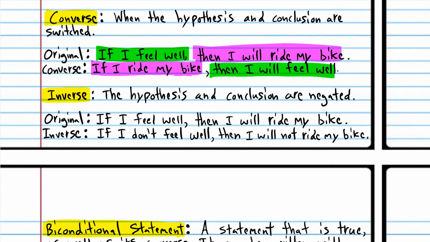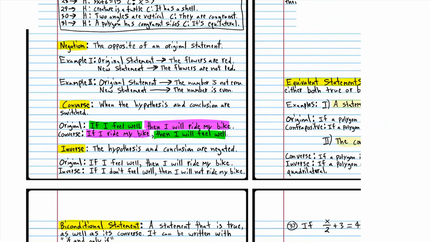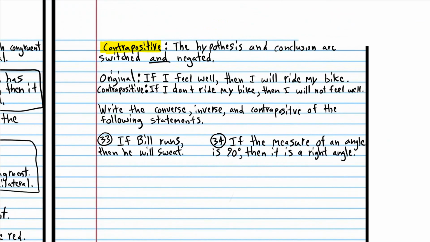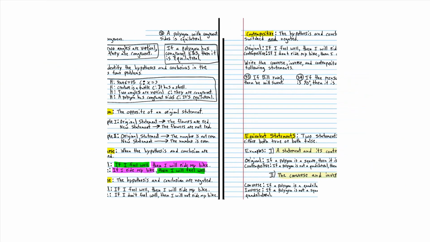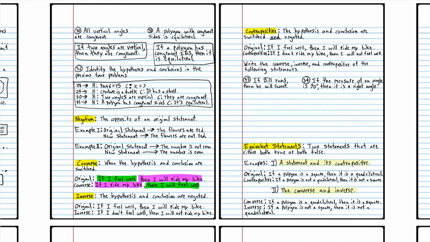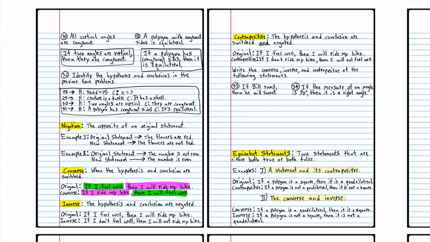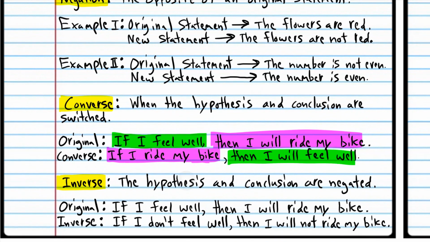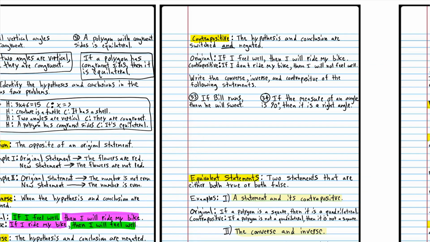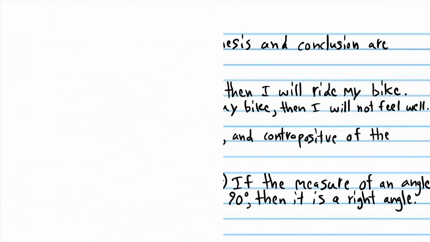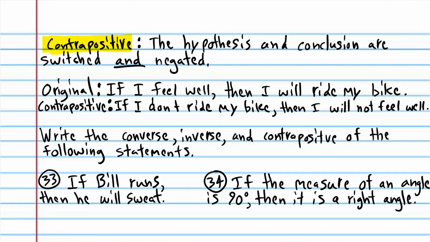So if I don't feel well, then I will not ride my bike. That's the inverse. All right, let's go on to the contrapositive. And I know what you're thinking. You're thinking, there are too many terms here. This is confusing me. Well, you only have to learn three of these: the converse, the inverse, and the contrapositive. The most common one that you're going to use in the real world is the converse. But we have to learn these other ones too, because geometry books require us to know these.